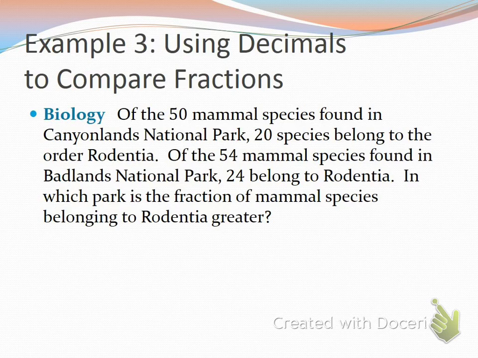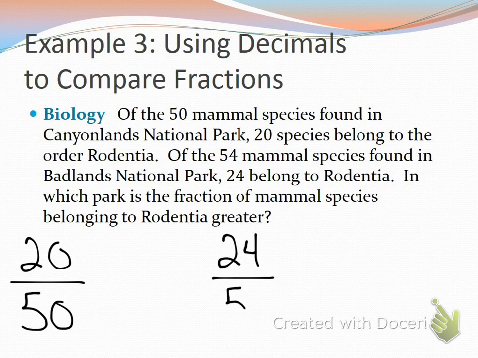All right, so I need 2 fractions. What's going to be my first fraction? Andrew? 20 over 50. What's going to be my second fraction? You can answer 24 over 54. All right, now there's a couple options. I could reduce these fractions to make it easier to find an LCD.